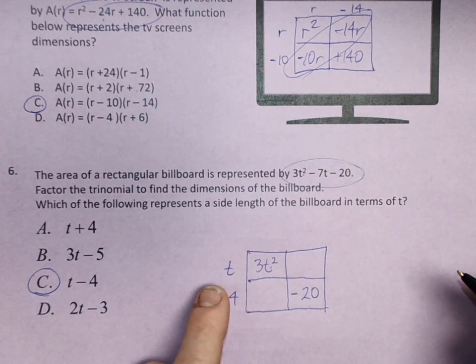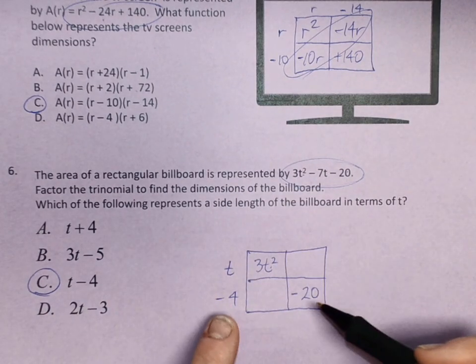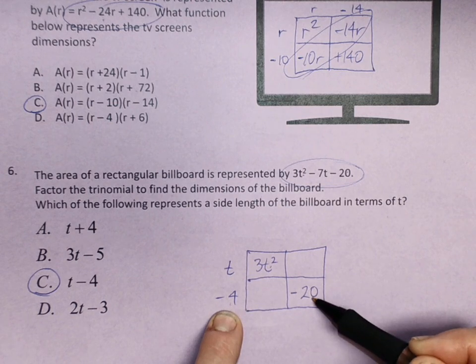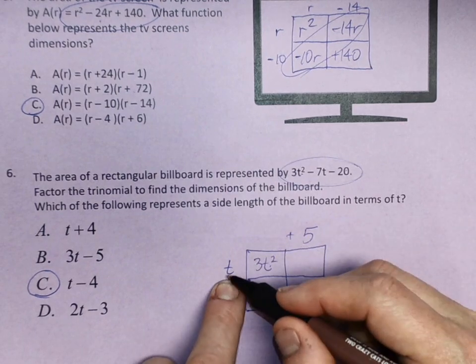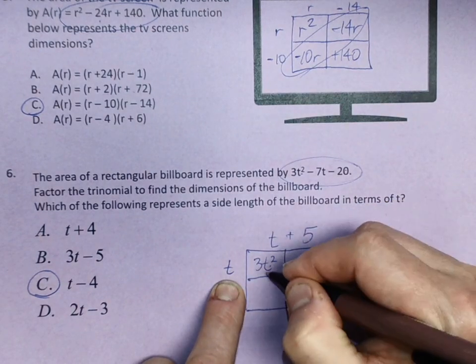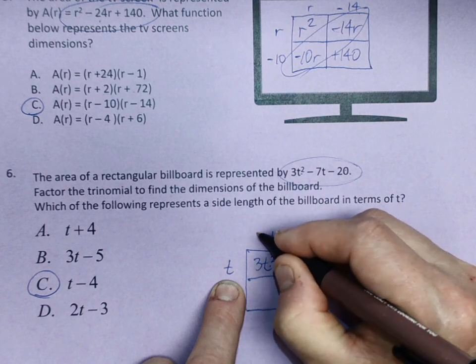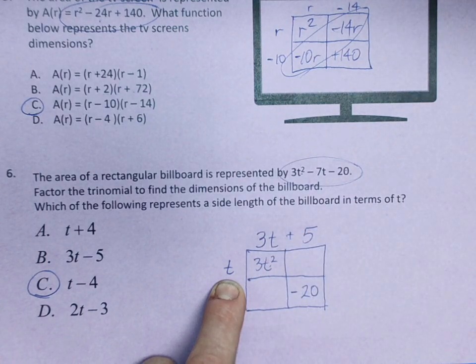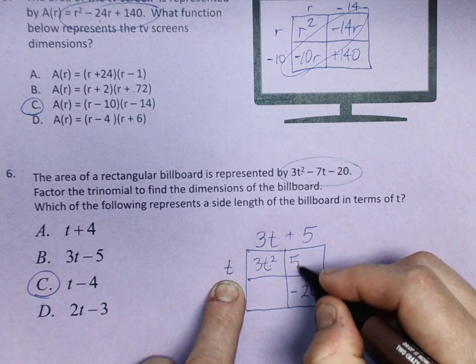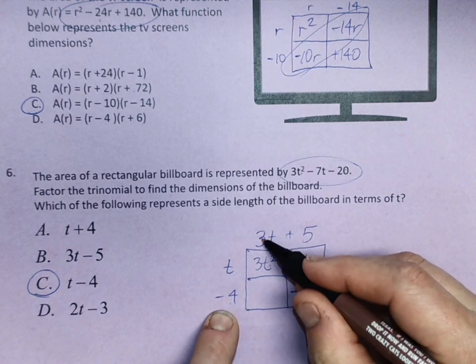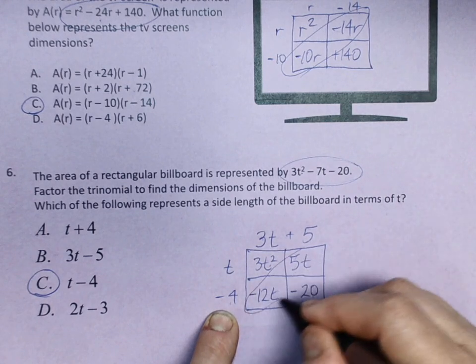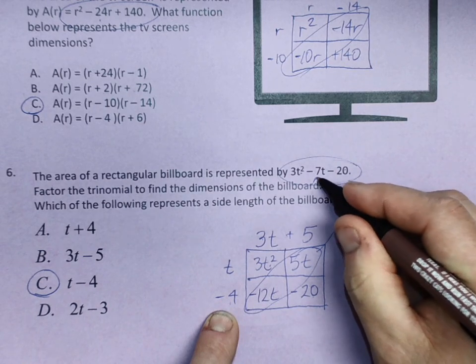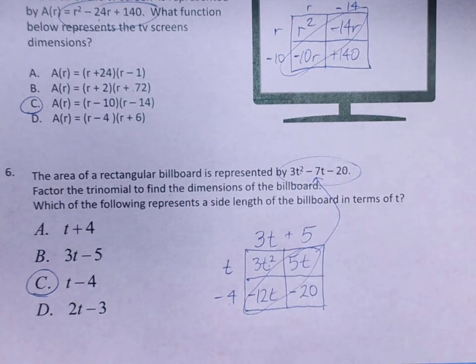And if we prove that right here, once I put that on the side, what do I multiply negative 4 by to get negative 20? Well, it's a positive 5. And if I multiply t times another t, I get t squared, but I need a factor of 3. So this needs to be 3t. So 5 times t is 5t, and negative 4 times 3 is a negative 12t. And if I combine these right here, you can see that gives me negative 12 and 5 is a negative 7. This is the only one that works.